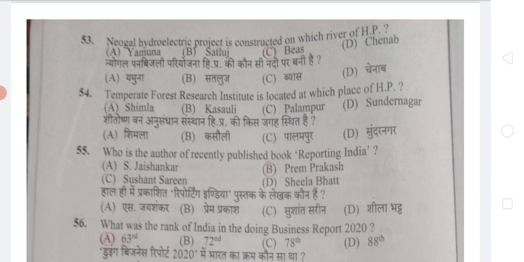Neugal hydroelectric project is constructed on which river of HP? C. Beas. Temperate Forest Research Institute is located at which place of HP? A. Shimla.